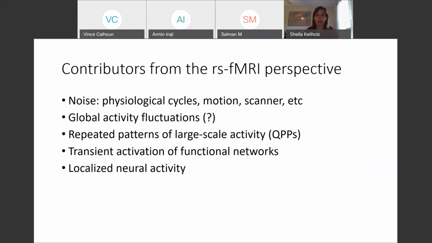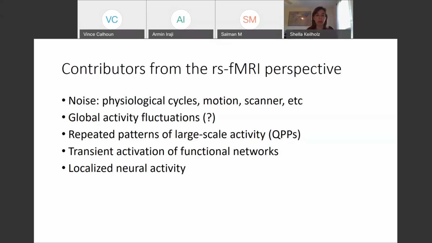We can have transient activation of functional networks. So you can imagine that, let's say, maybe the somatomotor network is sometimes active or deactive relative to the other networks. That may be in a different timing than what we see with these large-scale patterns of network activity that we're calling the QPPs. And then there's localized neural activity. A lot of times, this is what we're really interested in, this or transient activation of functional networks, at least from, say, the cognitive neuroscience standpoint.